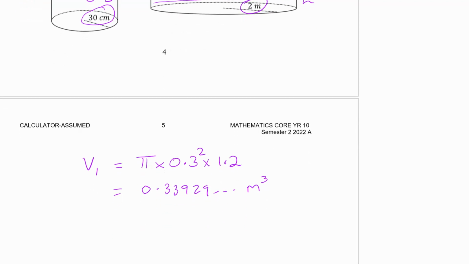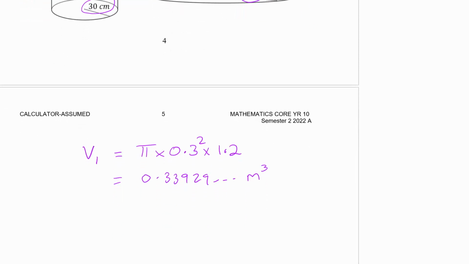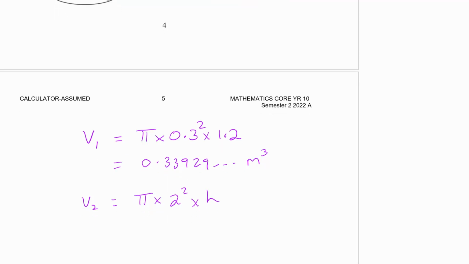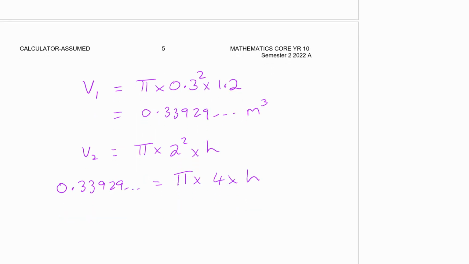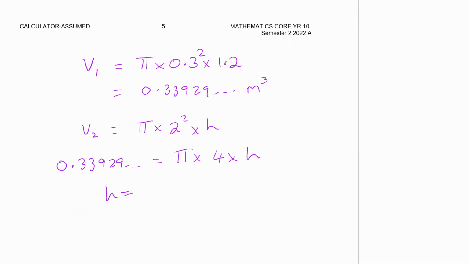Now, that's going to go up to a certain height, h, in here. And so if we consider it as a volume in the bigger cylinder, that is going to be pi times 2 squared times h. But of course we know that the volume is the same because we just poured the liquid in. So that's going to be equal to pi times 4 times h. And that means that h is going to be the 0.33929 and so on, divided by pi times 4.